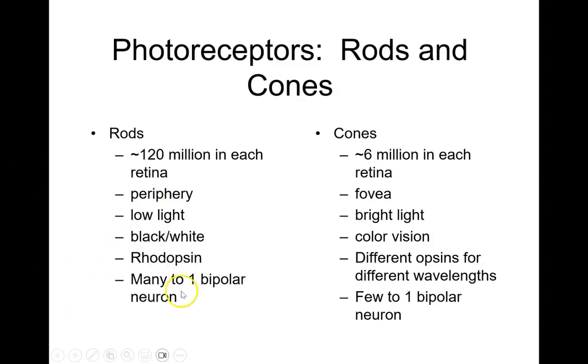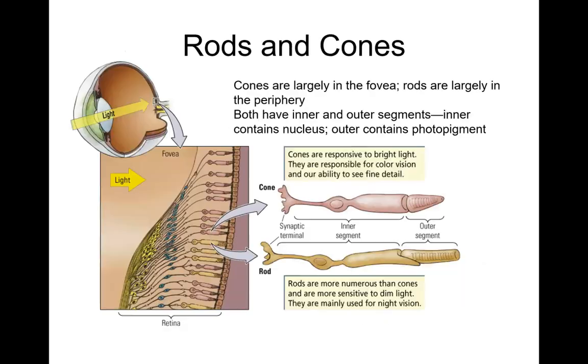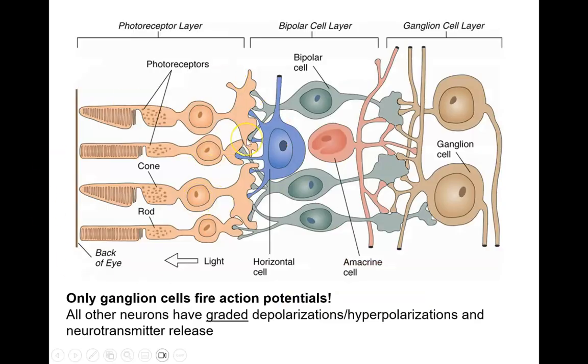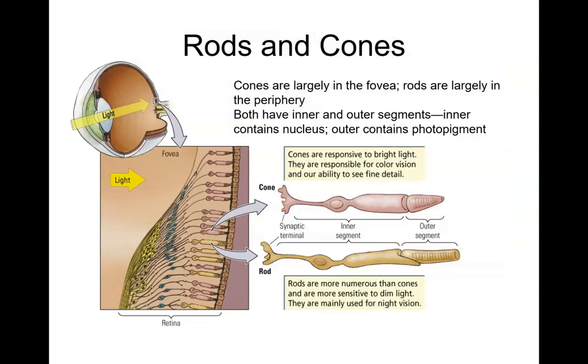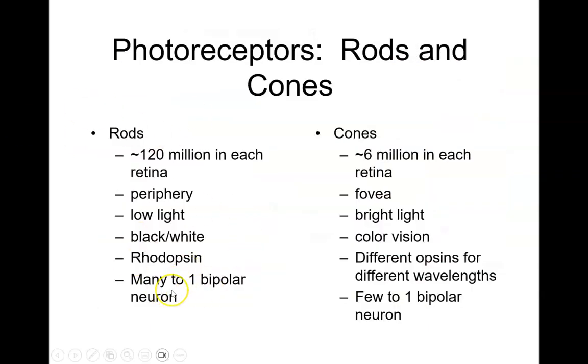And then something else that we will talk about a little bit later is something called convergence. So if you go back and take a look, you can kind of see that a couple of different photoreceptors are converging onto one bipolar cell. This is convergence. So basically, how many rods and cones are converging onto one bipolar cell? And in the case of rods, rods have what are called high convergence.